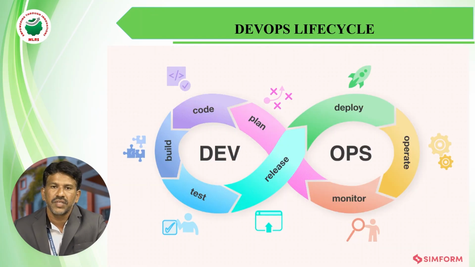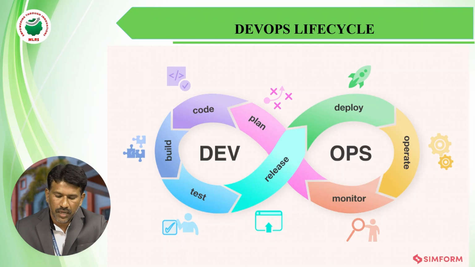So this is the DevOps life cycle. When we see the DevOps life cycle, it may be divided into the left part of the life cycle and the right part of the life cycle. The left part we can call Dev, development, and the right part we can call operations, Ops. In the left part they follow stages like plan, code, build, and test. Now we'll see the right part, operations: release, deploy, operate, and monitor. Now we'll see them one by one.